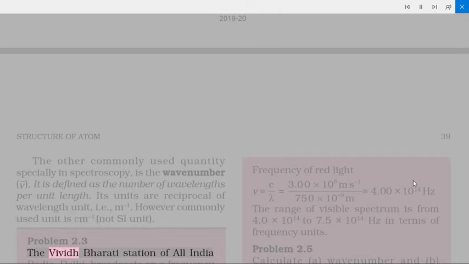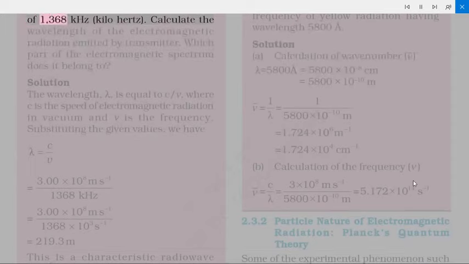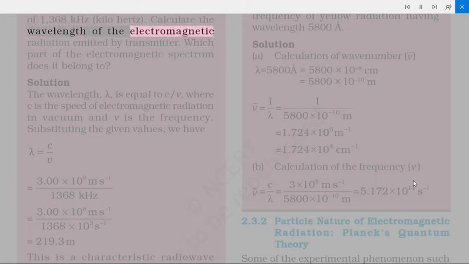Problem 2.3. The Vividh Bharati station of All India Radio, Delhi, broadcasts on a frequency of 1368 kHz. Calculate the wavelength of the electromagnetic radiation emitted by transmitter. Which part of the electromagnetic spectrum does it belong to? Solution: the wavelength, lambda, is equal to c/nu, where c is the speed of electromagnetic radiation in vacuum and nu is the frequency. Substituting the given values, we have lambda equal to c/nu. This is a characteristic radio wavelength.